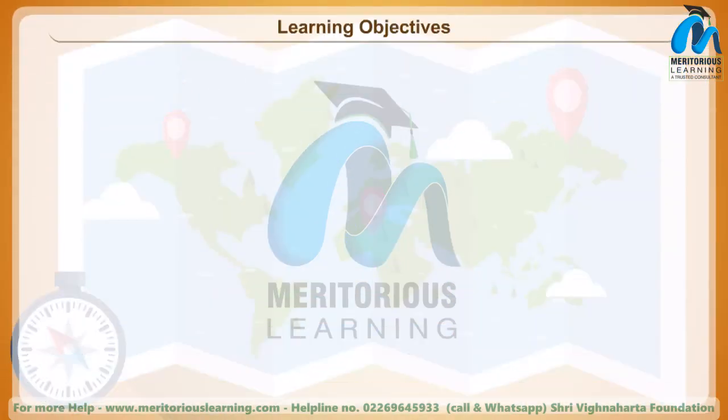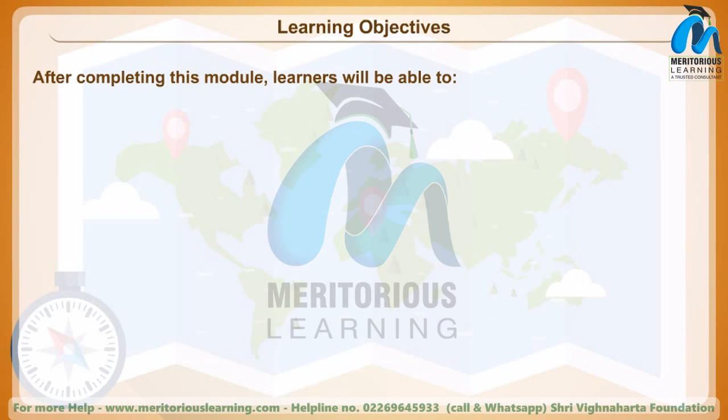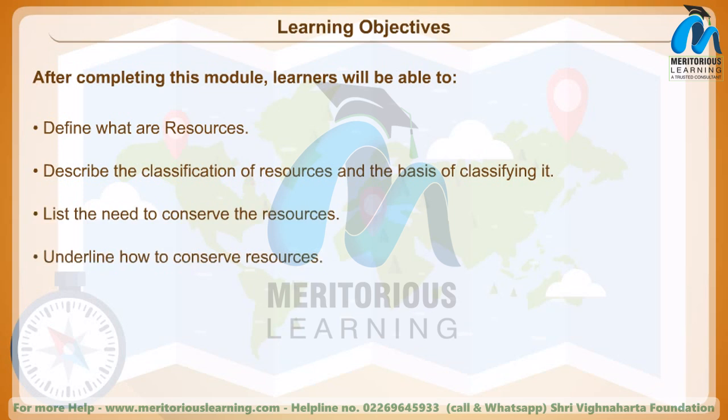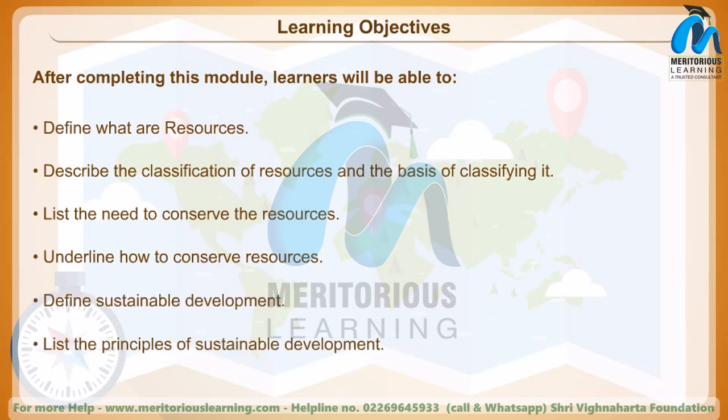Learning objectives. After completing this module, learners will be able to define what resources are, describe the classification of resources and the basis of classifying them, list the need to conserve the resources, underline how to conserve resources, define sustainable development, and list the principles of sustainable development.